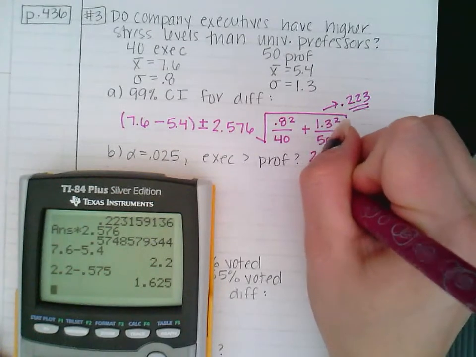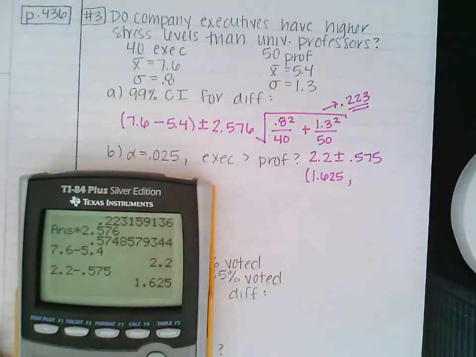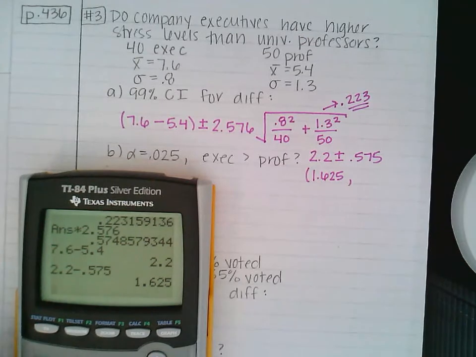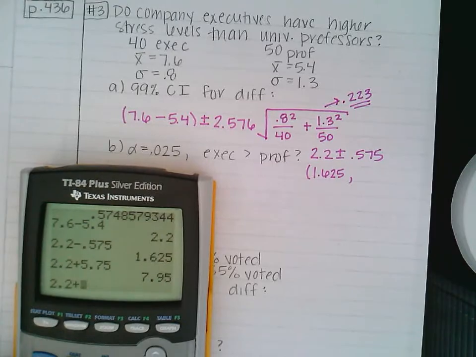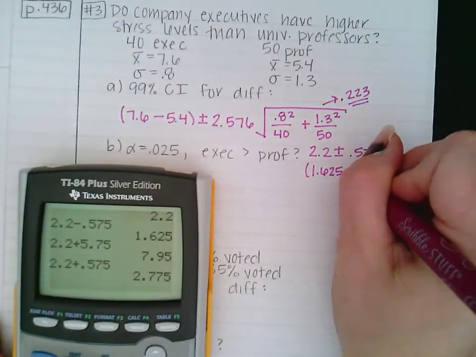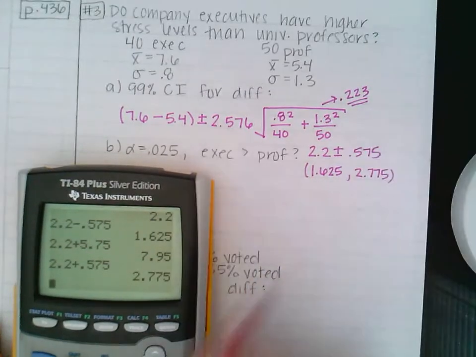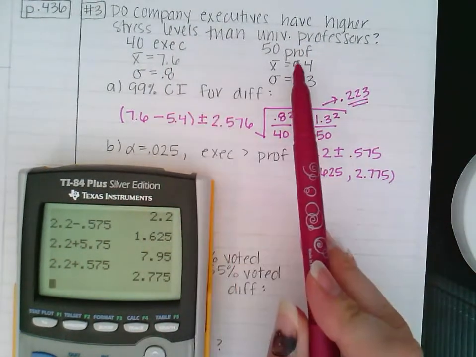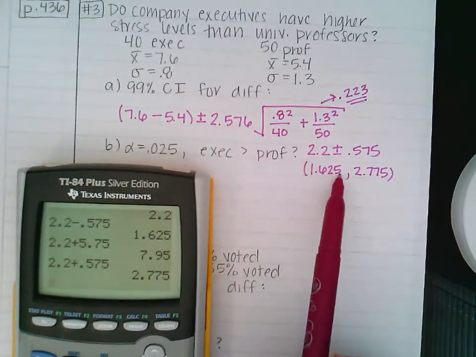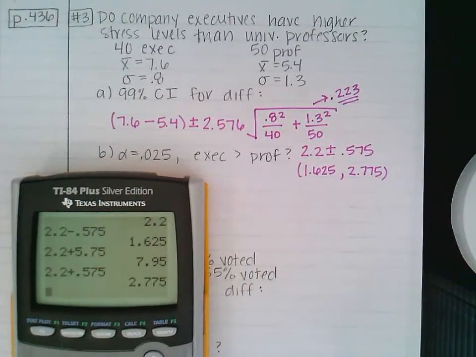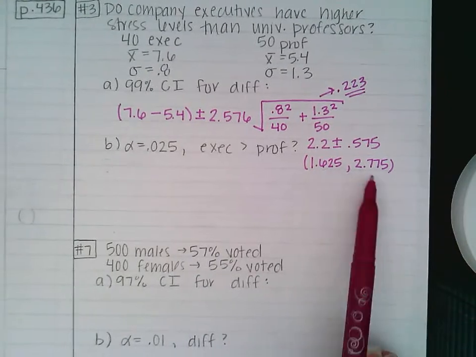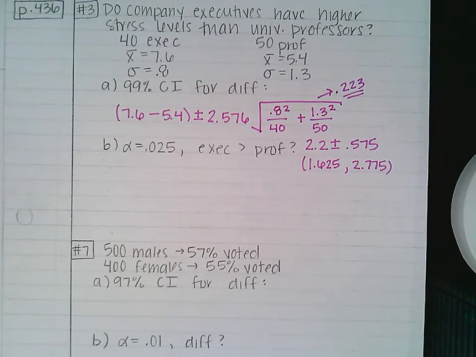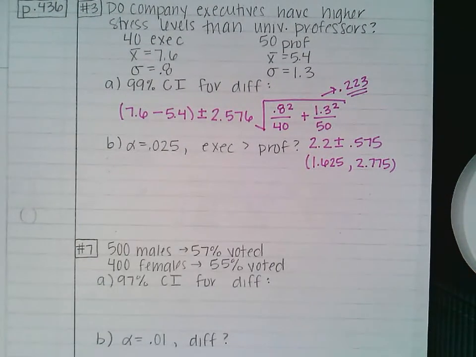So my lower bound is 1.624. Oh, that's not right. And my upper bound is 2.775. Since I did executives minus professors and my entire interval is positive, I can say that on average, executives have stress levels about 2 points higher than professors, which means I'm also going to get significant evidence here.